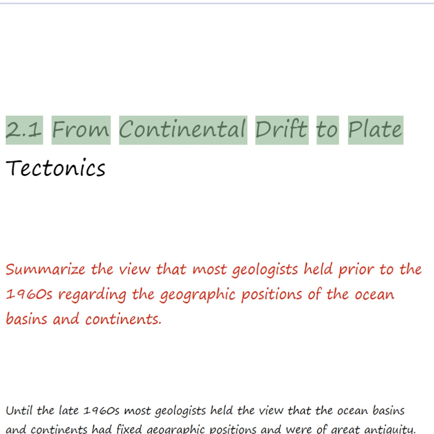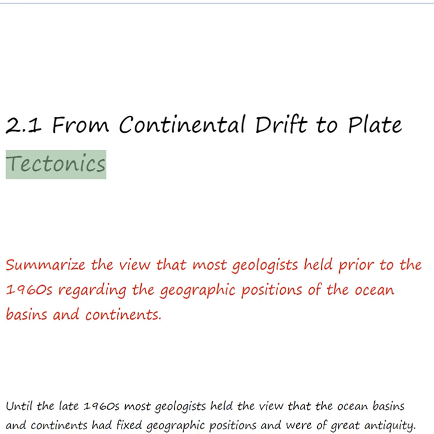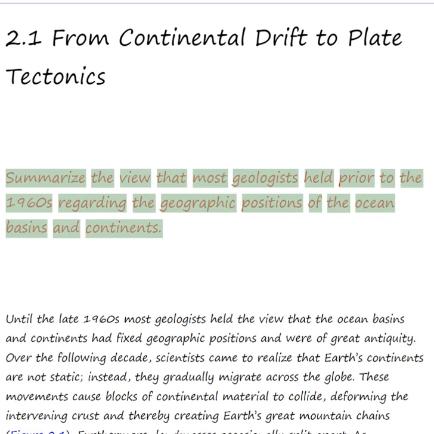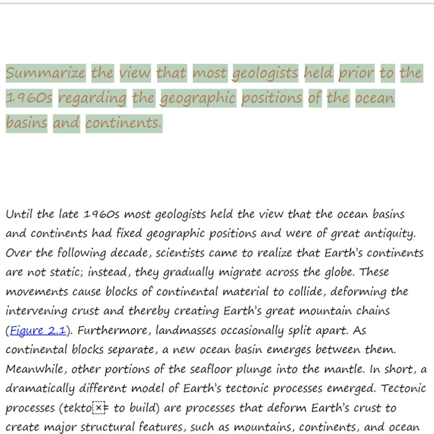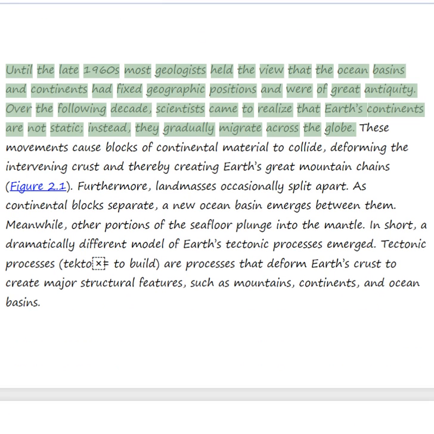2.1 From continental drift to plate tectonics. Summarize the view that most geologists held prior to the 1960s regarding the geographic positions of the ocean basins and continents. Until the late 1960s, most geologists held the view that the ocean basins and continents had fixed geographic positions and were of great antiquity.